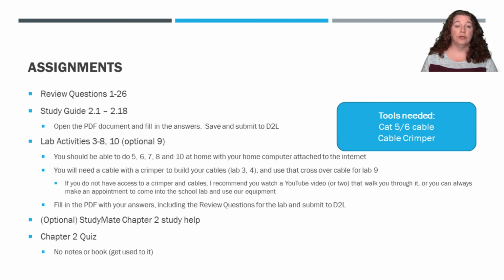It's going to be really hard for you to do lab 9. If you don't have access to a crimper and a cable, it's going to be hard for you to actually do 3 and 4. So I recommend for 3 and 4, if you can't do them, go find a YouTube video that walks you through how to make those cables, at least to get that visual in your head. And if you can't do 9, just let me know that you couldn't do 9.